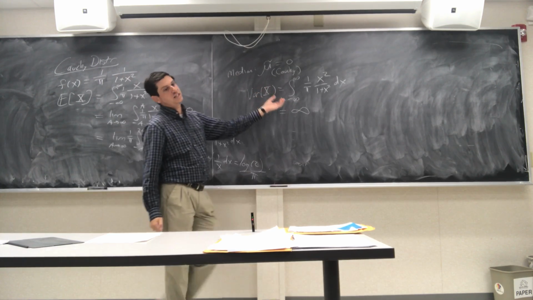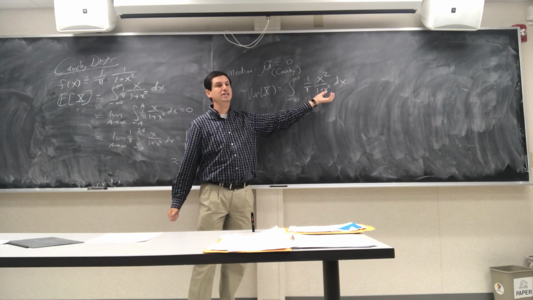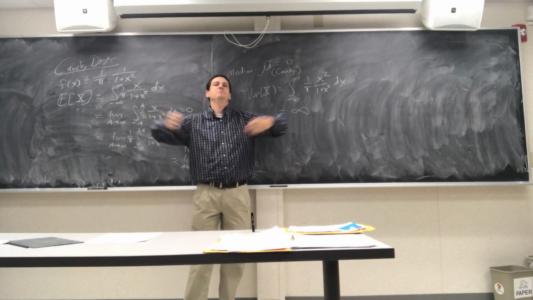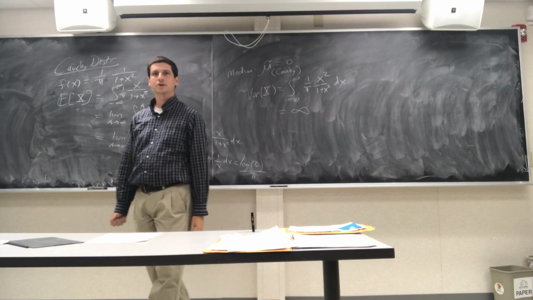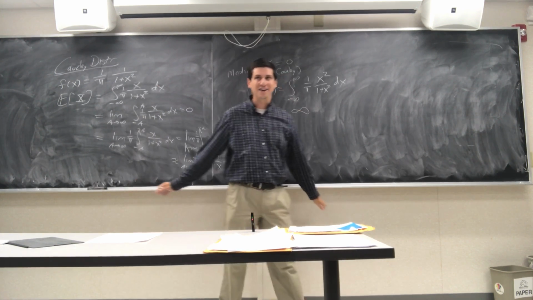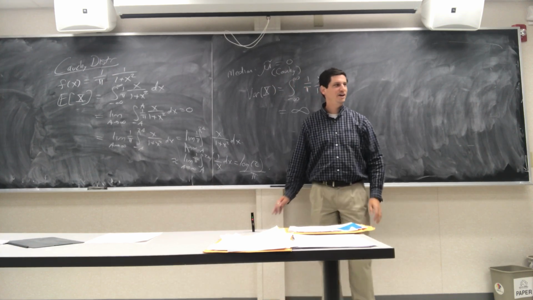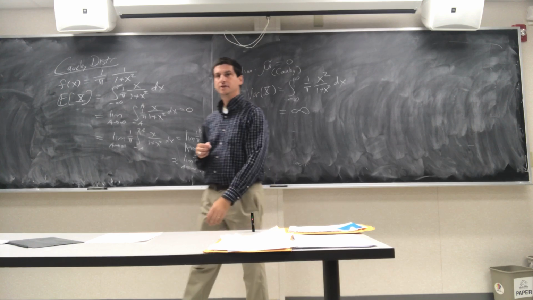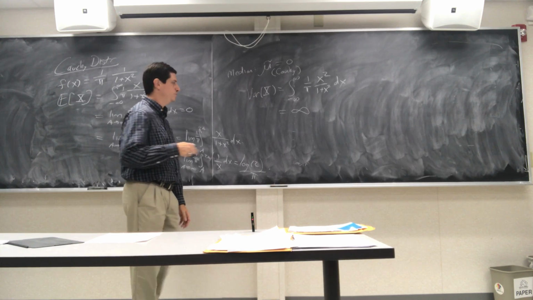Say, once x is at least 2, this fraction is at least 1/2. Therefore, this is at least 1 over pi times 1/2 times infinity. So as a nice exercise, make this rigorous. There is no way to give the Cauchy a finite variance. There is no way to give the Cauchy a finite standard deviation, which is the square root of the variance.